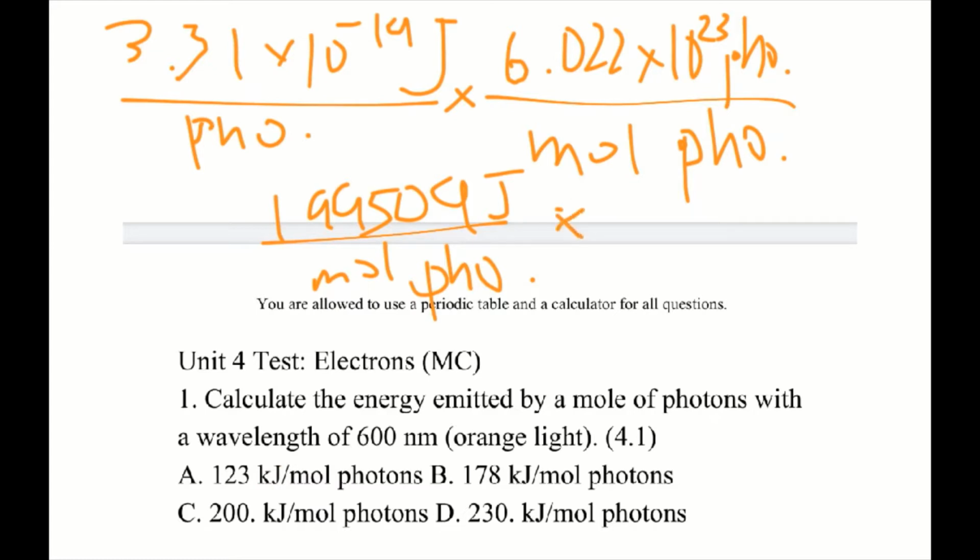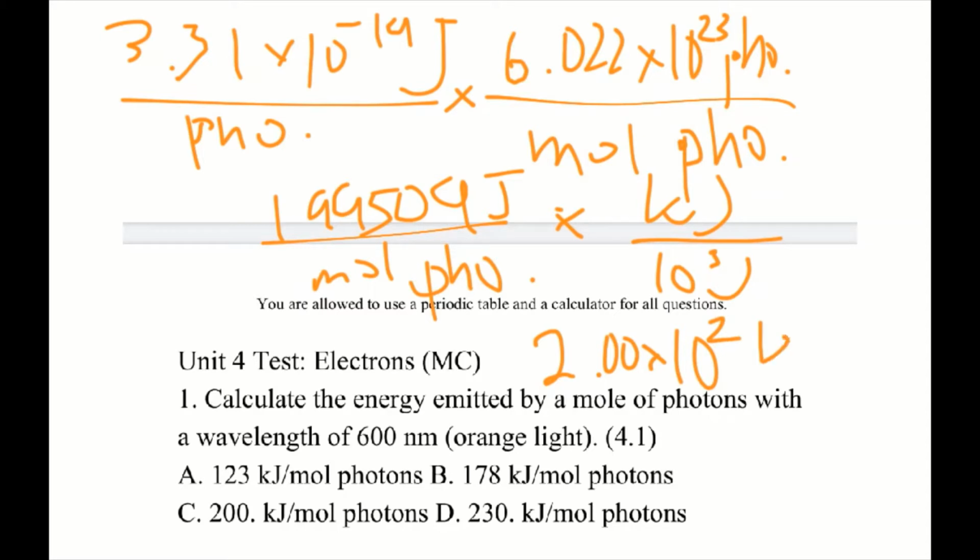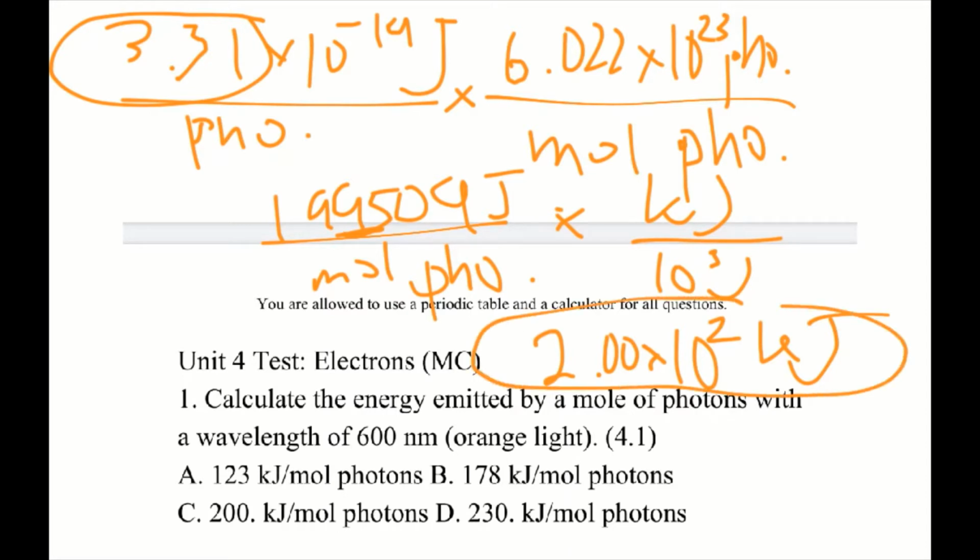So let's multiply this even further. There are 10 to the third joules in a kilojoule. And in the end, we end up getting 2.00 times 10 to the second kilojoules. And note that there are 3 sig figs because over here there are 3 sig figs, and when you multiply it, this answer should have 3 sig figs, and then your final answer should also have 3 sig figs.